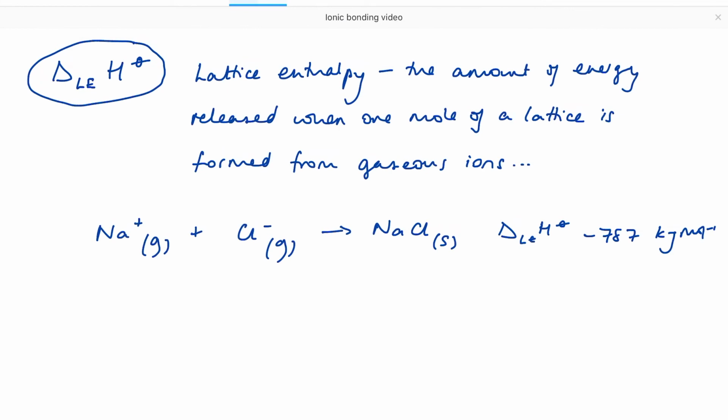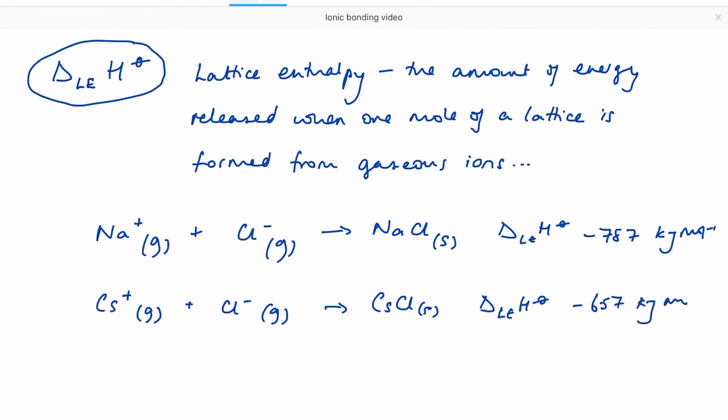If I were to do the same thing for the cesium chloride lattice, we can see here to form cesium chloride, the value for cesium chloride is minus 657 kilojoules per mole, i.e. a little less energy is released. And that would make sense because cesium ions are much, much bigger, and the single positive charge is spread out over a larger area. They're said to have a lower charge density, and they're just not going to be able to pack as closely together with the chloride ions, so not quite as strong an ionic bond.